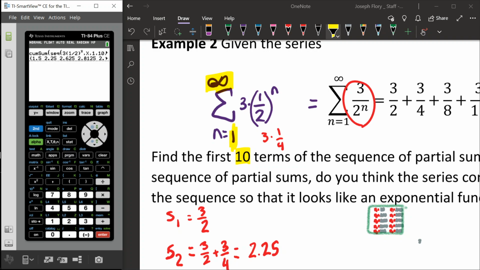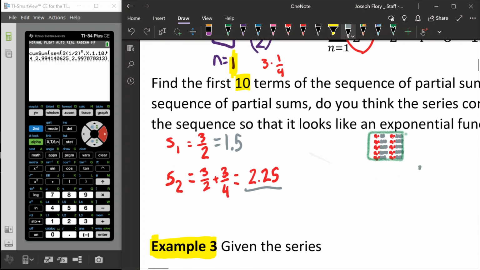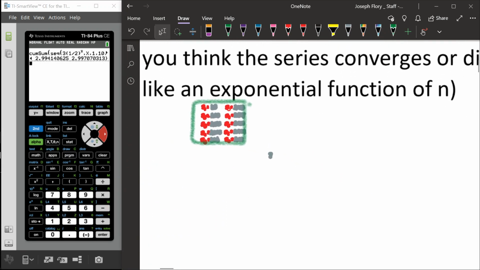And that first value, 1.5, lines up with what we got for our 3/2 for our first term. The second one lines up with our 2.25, and then the third one, the fourth one, and then it kind of cuts it off. But as long as you haven't typed anything else in, if you press cursor to the right, then it's going to slide over one digit at a time until it stops at the last one. So that 2.997 is the sum of the first 10, and all those in between are those other values.